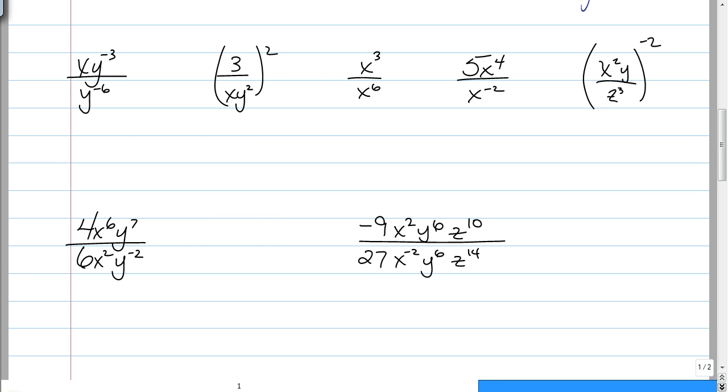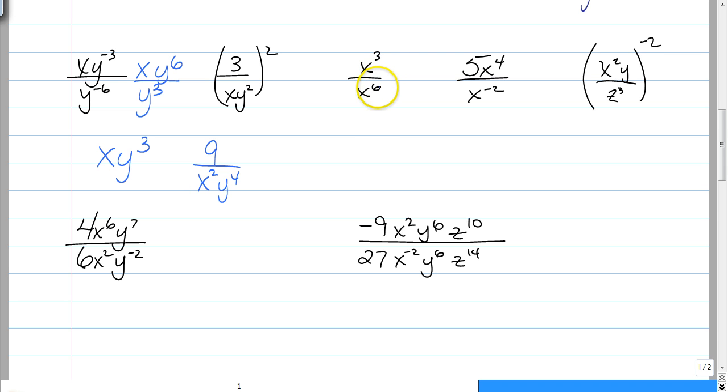So let's see how you do step by step. So, this right here is a little bit of subtraction, but what you could do if you want, you could rewrite it. Remember, negative means he wants to be on the other side, so this y cubed wants to be downstairs, and this y to the negative 6 wants to be upstairs. 6 minus 3 is 3, so you get x y cubed. That's a pretty easy example. This one right here, you're squaring everything, so remember, this is not an exponent. This is a 3. 3 squared is 9. It's not 6. Over x squared, y to the 4th.